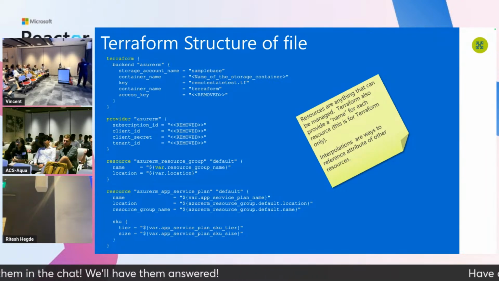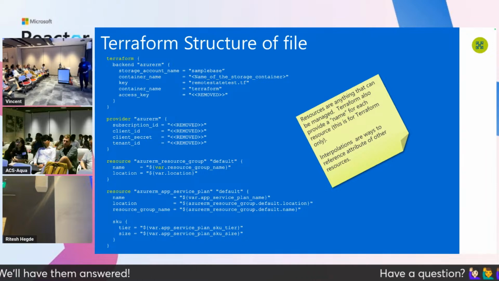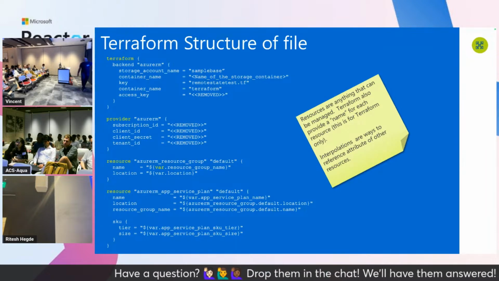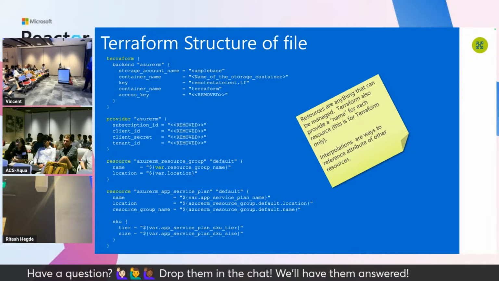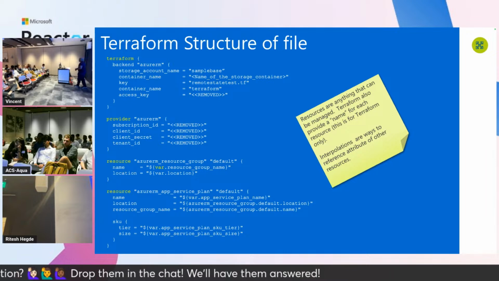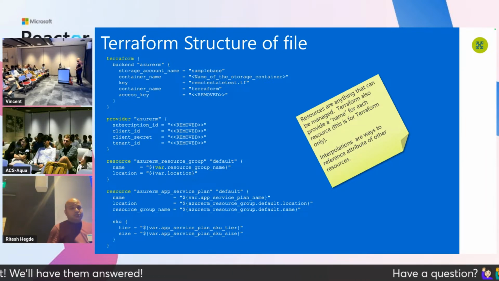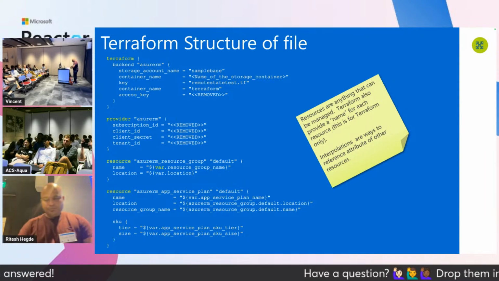It also can interpolate. Interpolation is one of the important things of Terraform code. What that means is you can define a variable like var dot service plan name, or you can input data and give the parameter as data over there. I will show you in the demo.